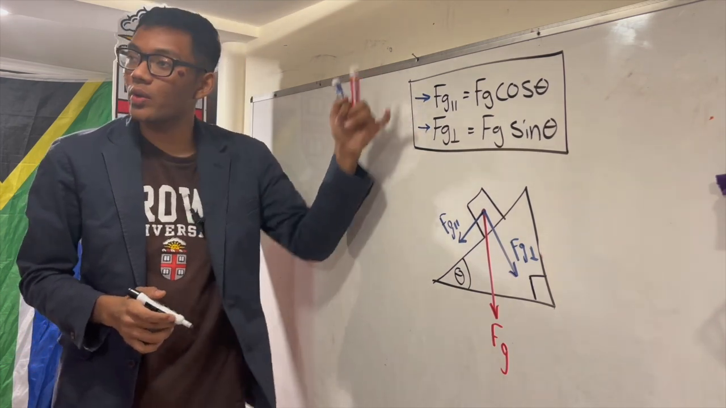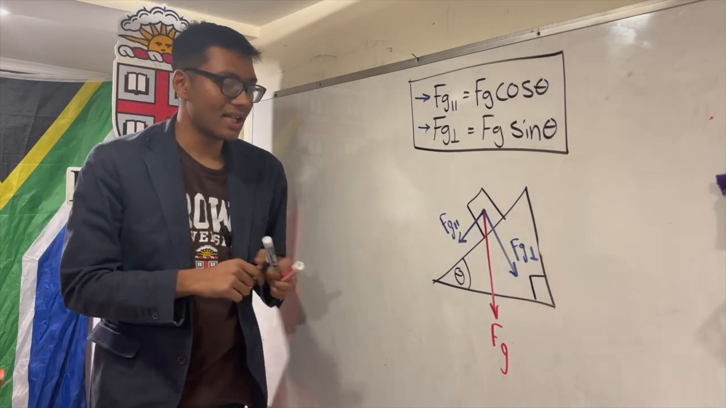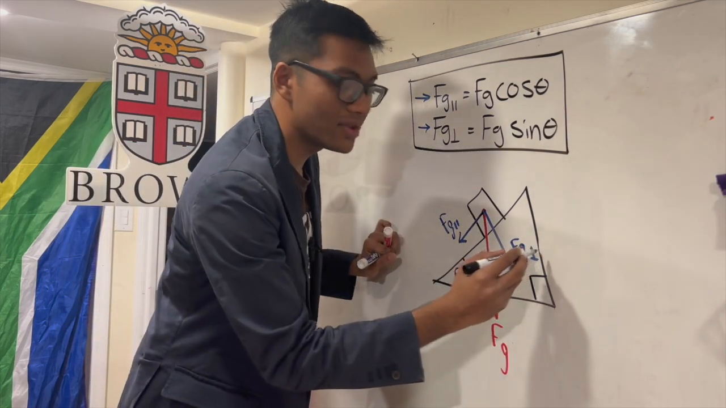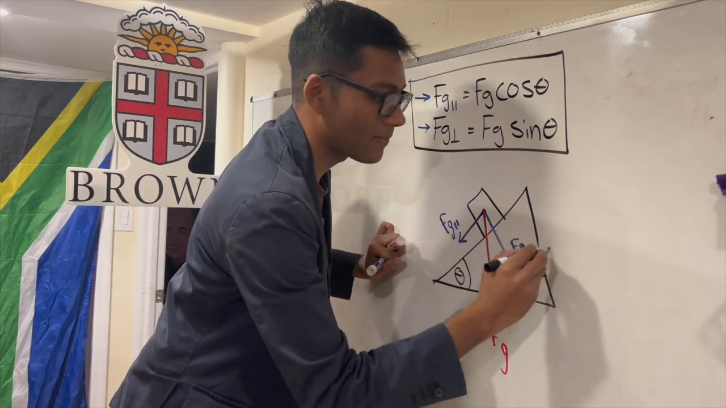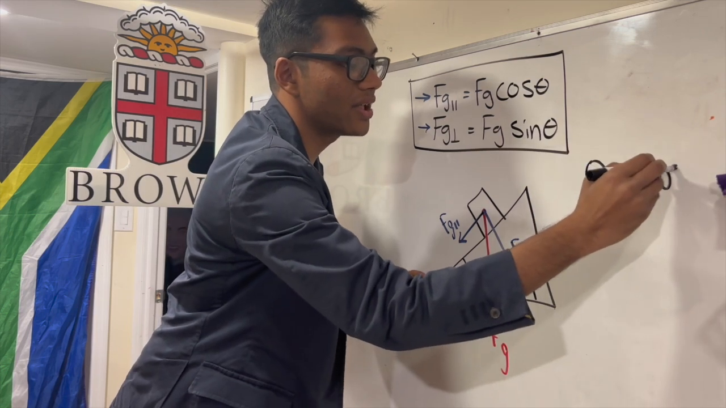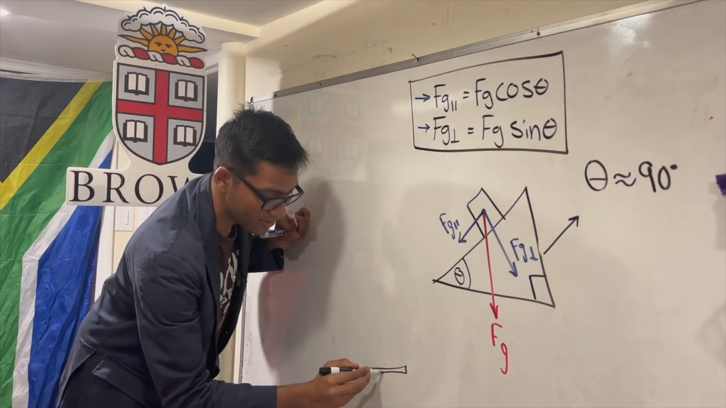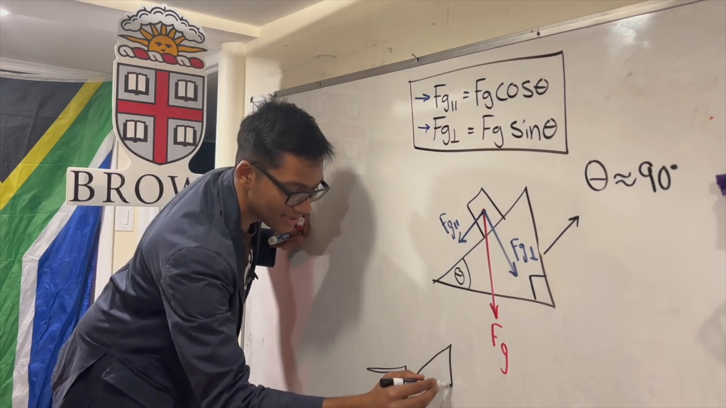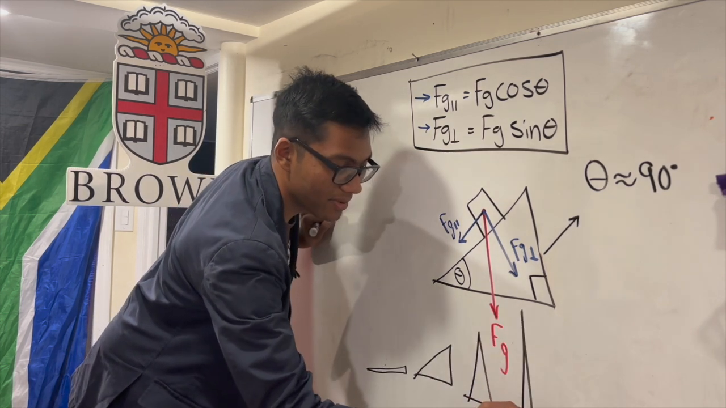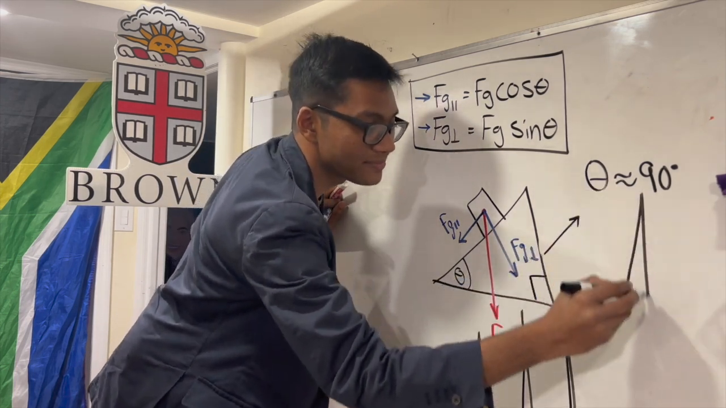So how do we know which one has sine theta, which one has cosine theta, without going through the full derivation? It turns out there's a very simple physics way to figure it out, and that's by using limiting cases. So here's what I mean. Imagine you have a ramp that has theta very close to 90 degrees. First, imagine a very low ramp, then a slightly steeper ramp, then an even steeper ramp, and then a ramp that is almost 90 degrees.